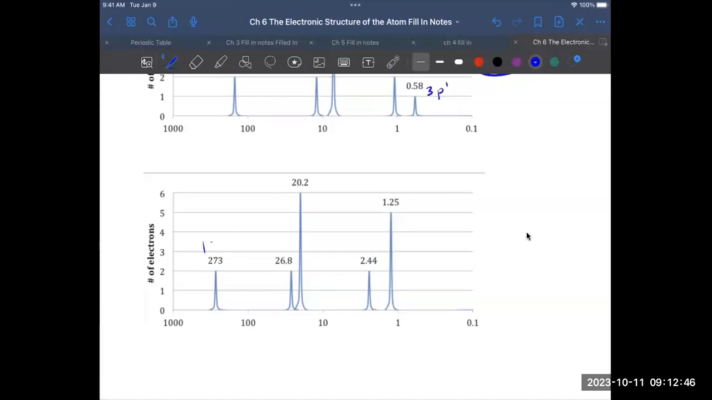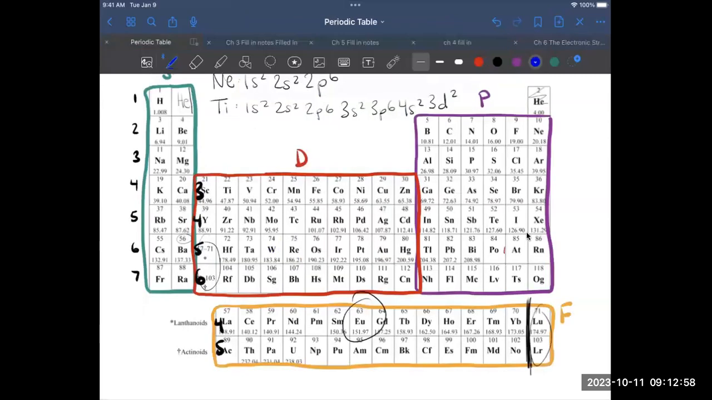All right, we've got 1s2, 2s2, 2p6, 3s2, and then 3p5. 3p5. 1, 2, 3, 4, 5. This was chlorine.